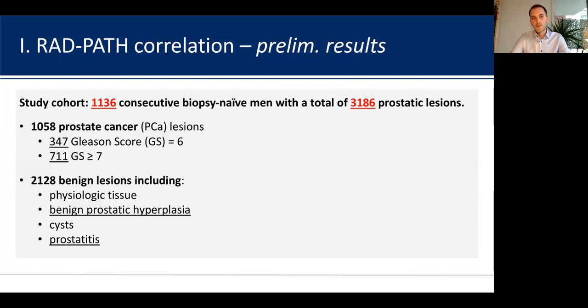And with this approach, we were able to create a data set with 1,136 consecutive biopsy-naive men, in which we identified 3,186 prostatic lesions, of which roughly 1,000 lesions were prostate cancer and the remaining lesions were benign lesions. We also included benign prostatic hyperplasia, so nodules in the transition zone, and also prostatitis, which are both typical differential diagnoses of prostate cancer and sometimes ambiguous for a radiologist to clearly define as benign.